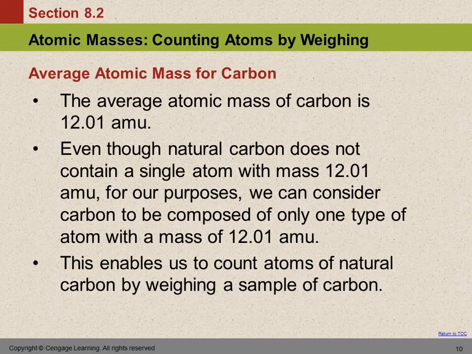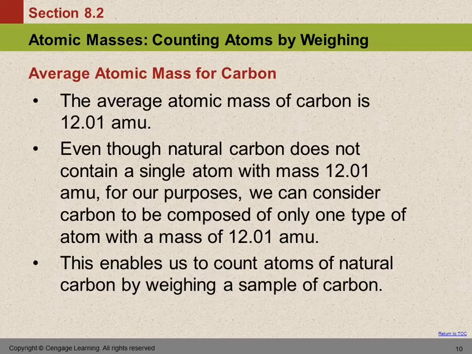So for carbon, the average atomic mass of carbon is 12.01 AMUs. And we find that number on the periodic table. Here's carbon. Under the elements on the periodic table are numbers, and those are average atomic masses of the atoms in atomic mass units. That's the average atomic mass.